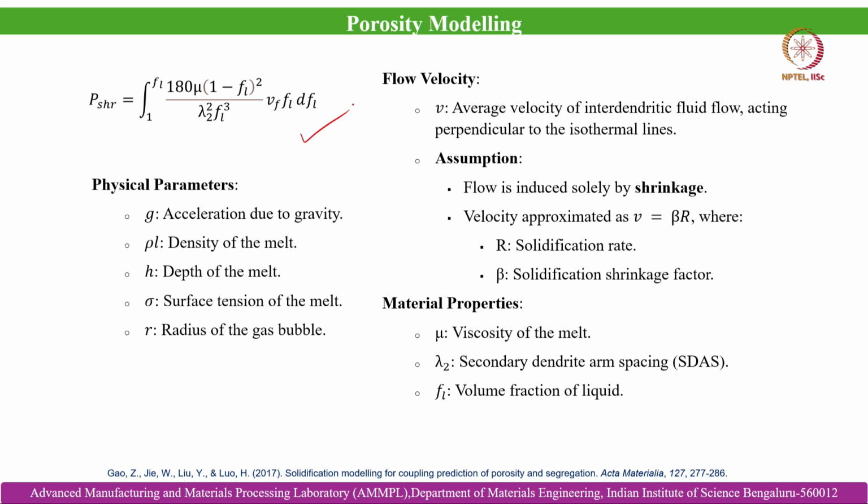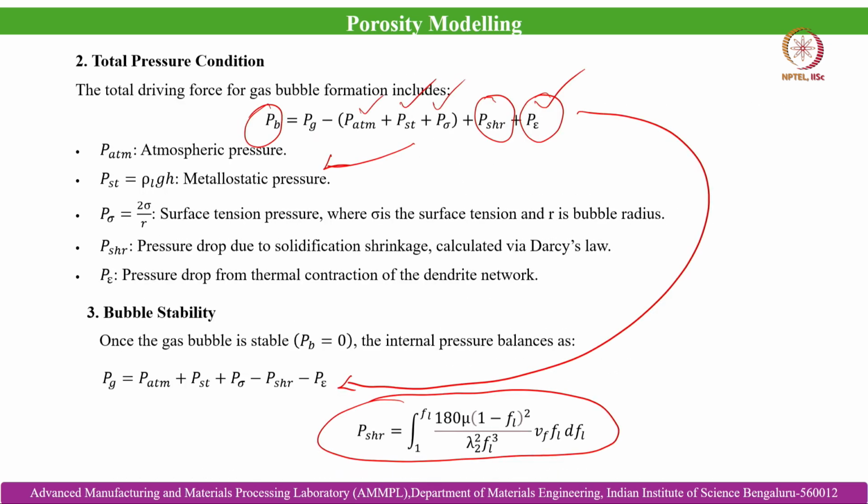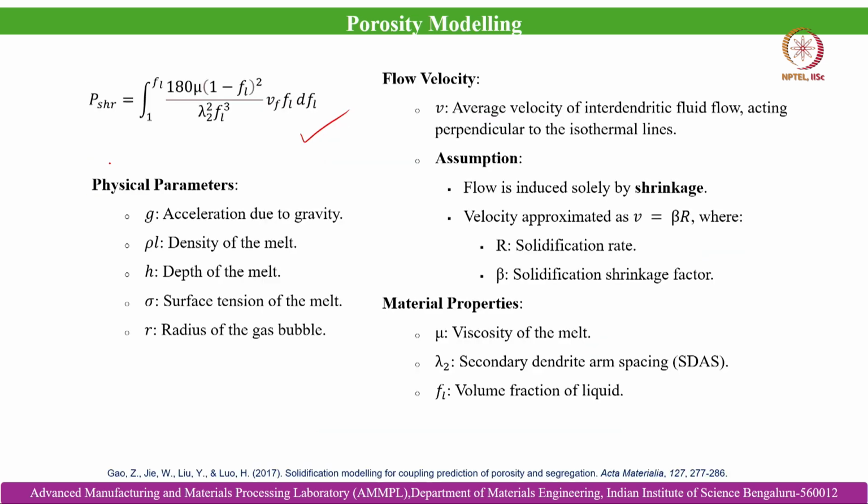this. Here we have already talked about G in defining the metallostatic pressure. G is the acceleration due to gravity, rho L is the density of the melt. The L should be the subscript, so please correct it. H is the depth of the melt above the reference point, sigma is the surface tension of the melt, and r is the radius of the evolving pore or gas bubble.